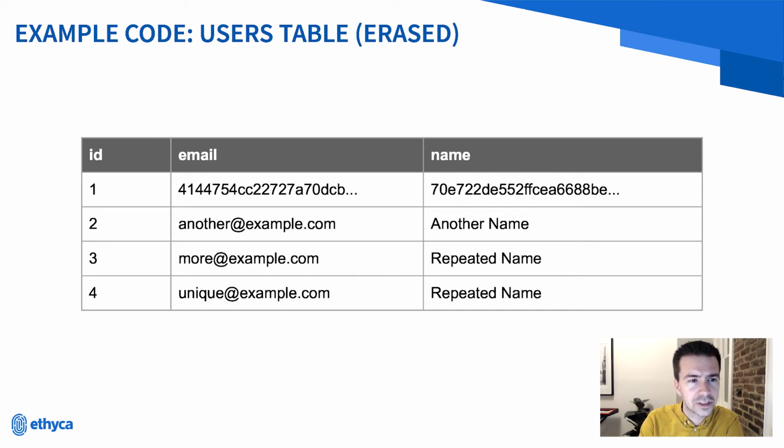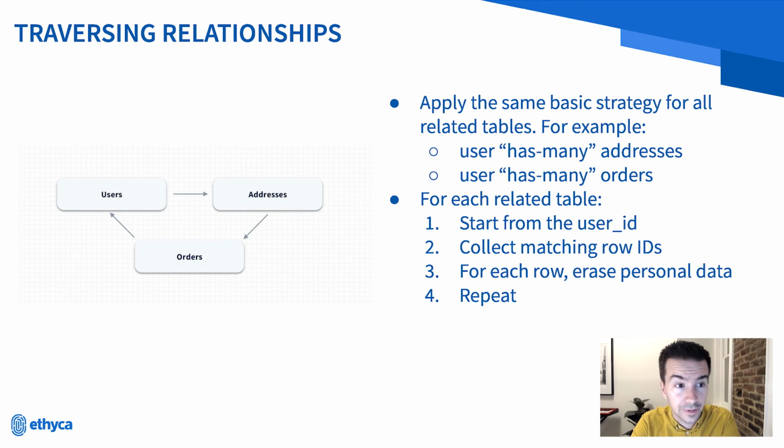So once that erasure step runs, we're left with an anonymized email and a name, but you'll see we've intentionally preserved the row and the ID. We'll use that user ID to find related records in the next step.